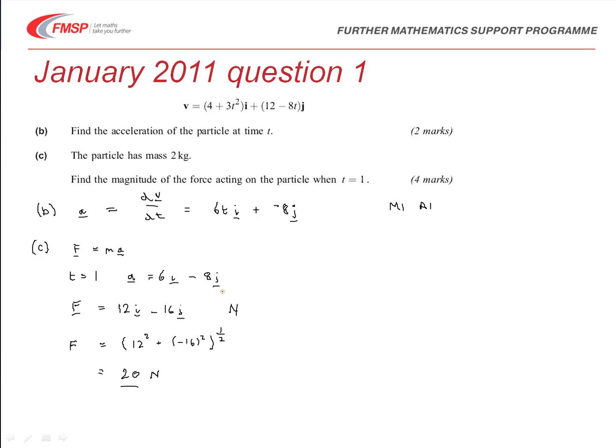Again, there is a method mark for using the fact that force is mass times acceleration. The correct expression for the force is 12i minus 16j. Then applying an appropriate method, i.e. Pythagoras, to the components gives you a mark, and finally an accuracy mark for getting the 20 newtons.